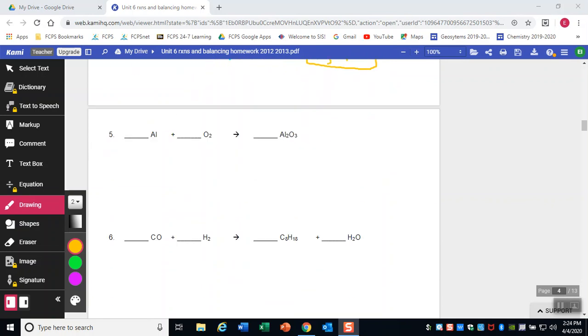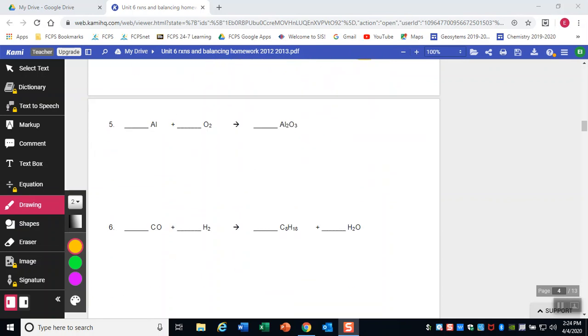Okay, so let's look at number 5. We've got aluminum and oxygen. So now I'm going to count. I've got 1 aluminum, 2 oxygens. Over here in my products, I've got 2 aluminums and 3 oxygens. All right, so here we go. Least common multiple is 6. So I want to have 6.